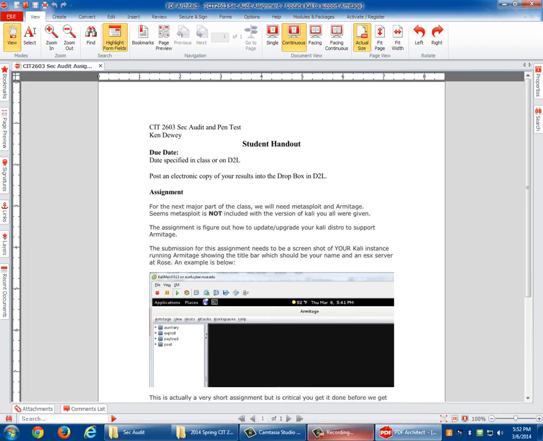All right. A good portion of this class we're going to be using the tools Metasploit and Armitage. Some of you know what they are, some of you don't. The problem is Kali Linux actually has Metasploit on it, but does not have Armitage on it. So I need you to install it.